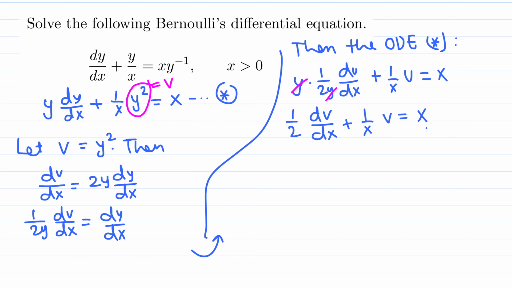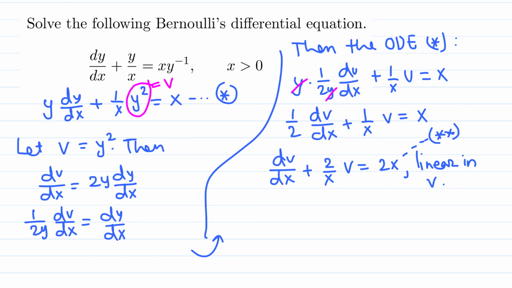Now we want to solve this. First, let's get rid of the 1 over 2. So multiply through by 2, and we get dv over dx plus 2 over x v equals 2x. Okay, we multiplied through by 2. So it is linear in v. Let me call this one double star.